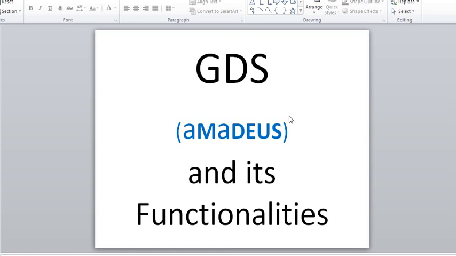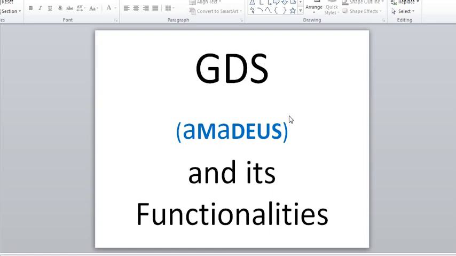Hello friends, we are learning today GDS, that's Amadeus, and its functionalities. Of course, this is the first chapter, and in the first chapter we are going to learn about the encoding and decoding of a city, airport, airlines, equipments of the aircraft types, and states of some countries, hotel companies, car companies, etc. And before going for the first chapter, let me give a small introduction about GDS.